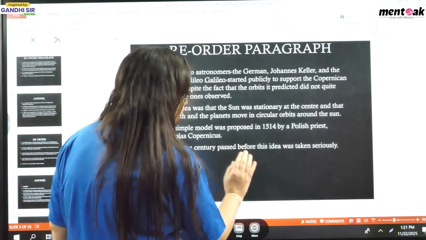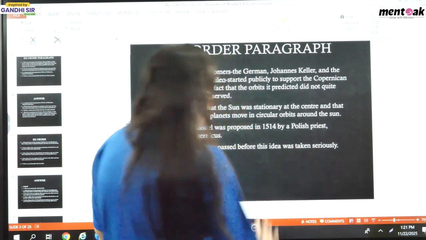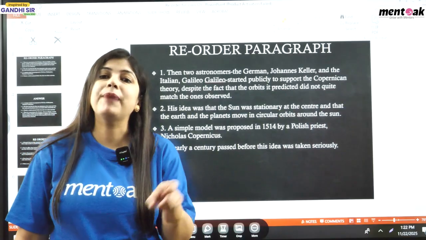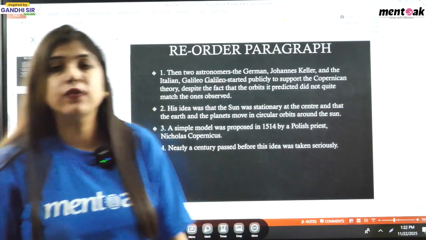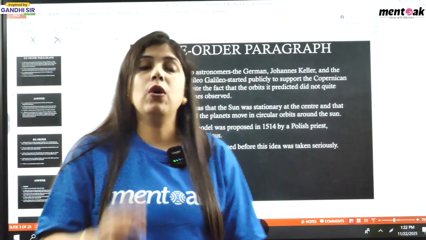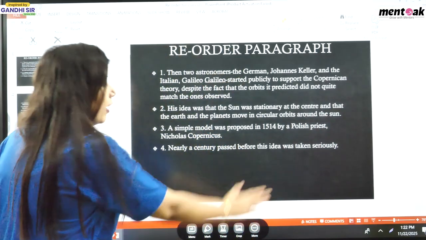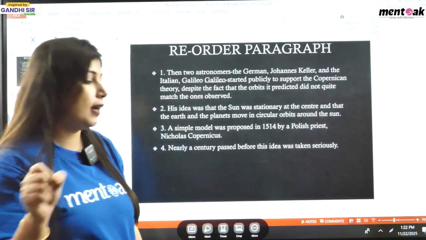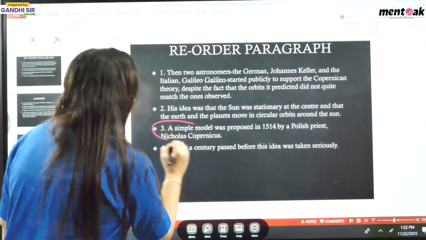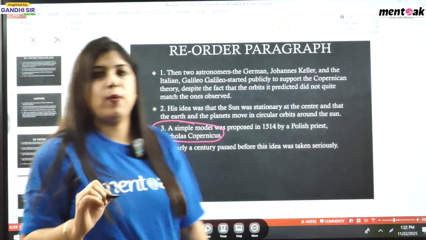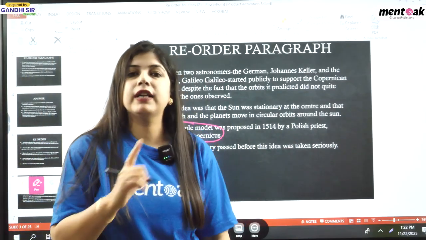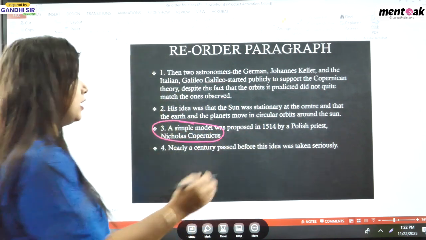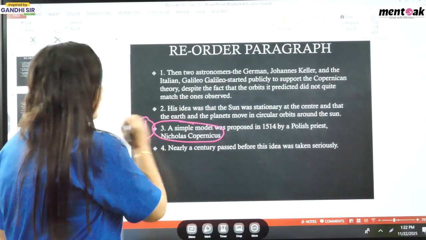Nearly a century apart before this idea was taken seriously. Now, what is this idea? This idea means that it is also a dependent line. So we have to take care of the dependent or independent line. What we can observe from here is that this one is the only independent line. Which line is independent? That will come at the first place. A simple model was proposed. A simple model means that line will come at the first place. A simple model was proposed in 1514 by the Polish priest Nicholas. So this line will come first.